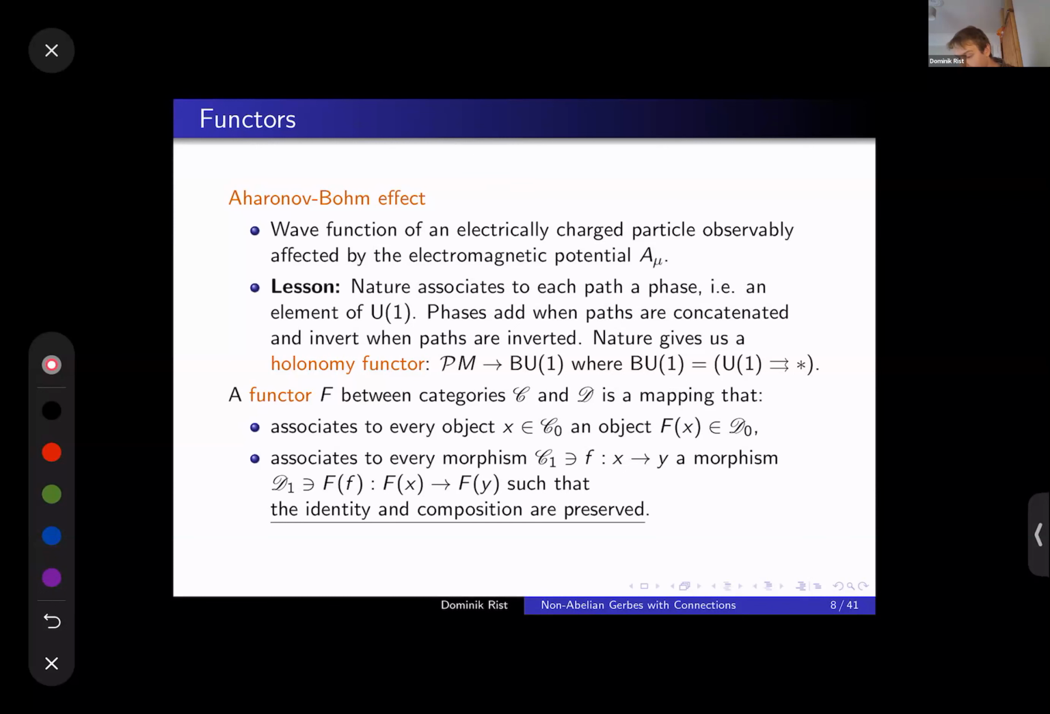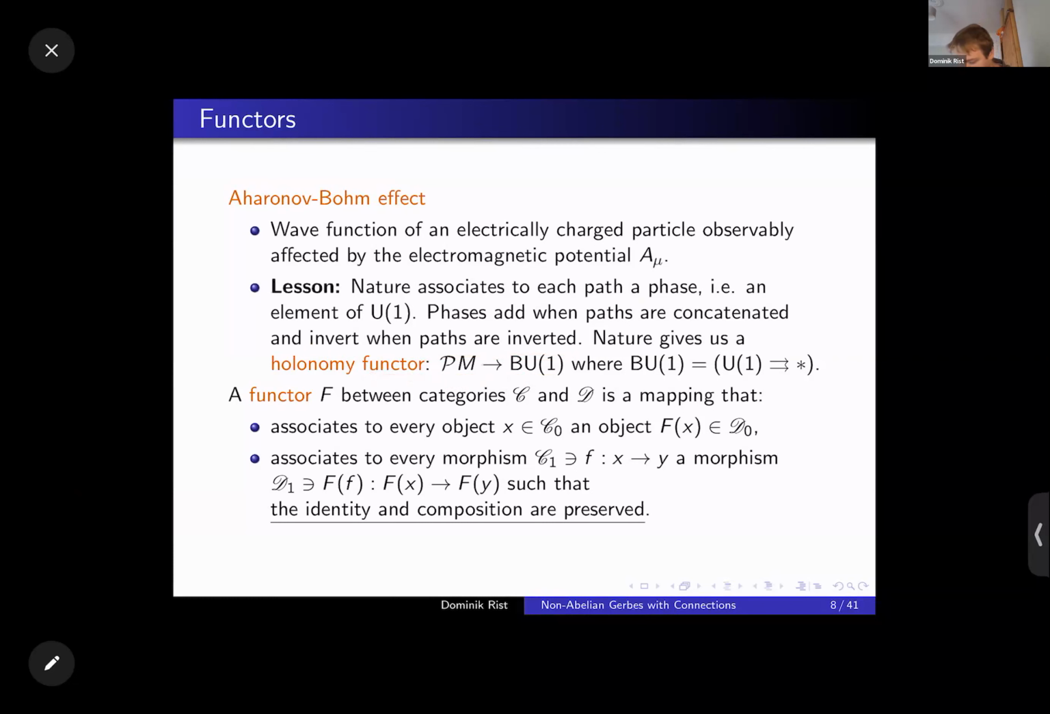The effect of the Aharonov-Bohm effect is that nature associates to each path a phase, which is an element of U1. The important thing is that phases add when paths are concatenated, so when paths are composed, just as I explained in the previous slide, and they invert when paths are inverted, so we change the orientation of the path. In other words, this is an example of a functor from the path groupoid of my manifold, which is just the spacetime, to the one object groupoid B1.